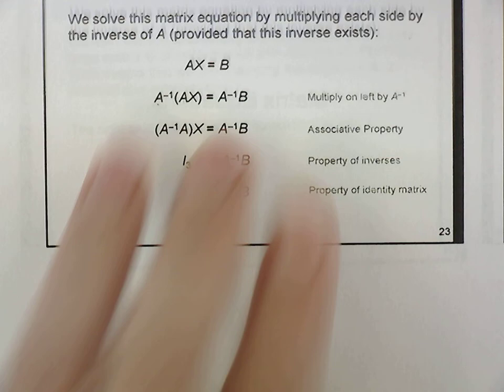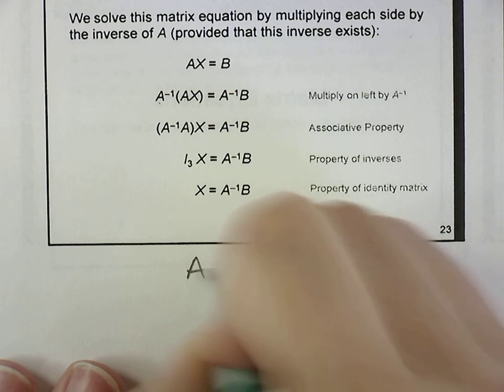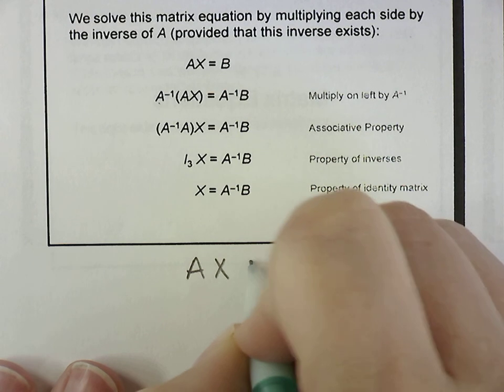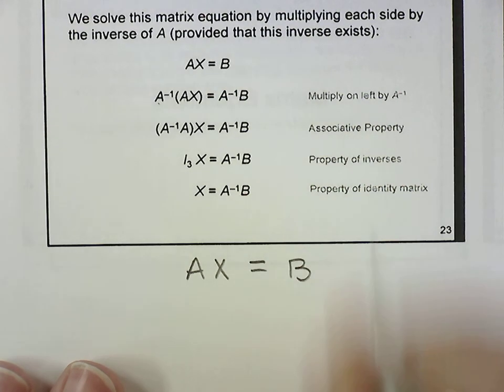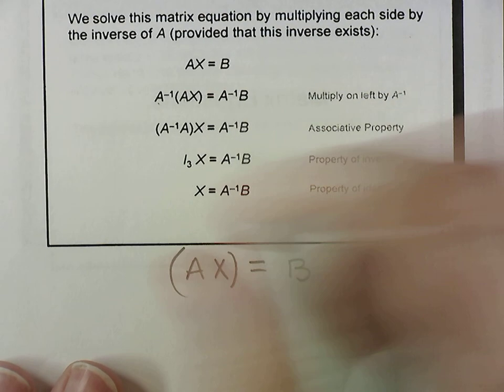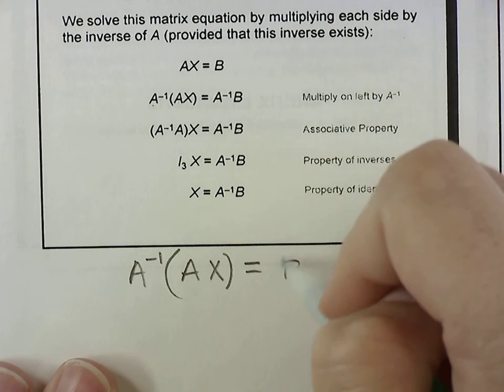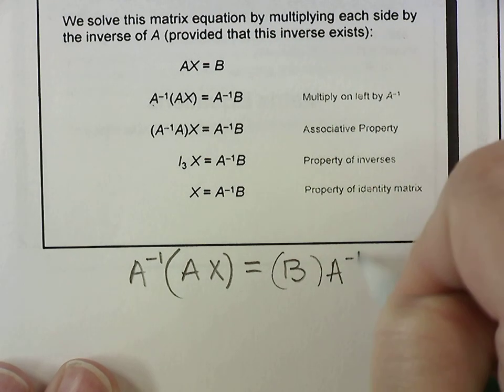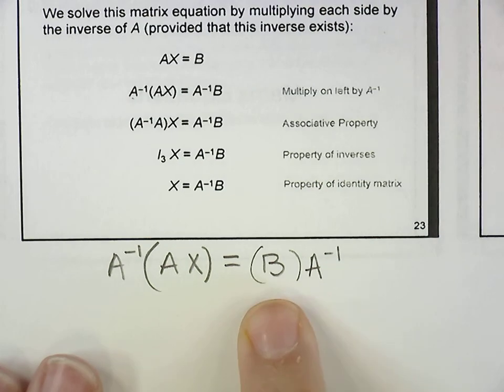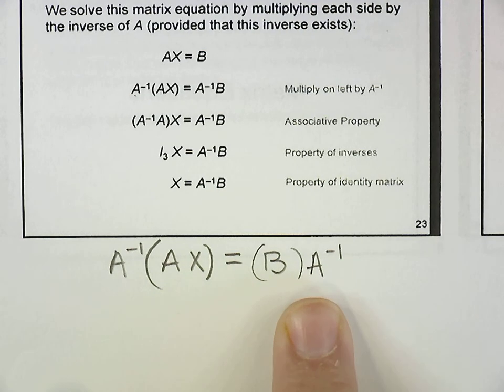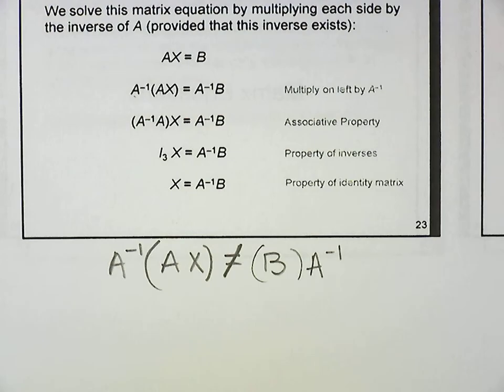The identity matrix, right? So if I start with AX equals B, if I want to multiply this side by the inverse, notice that this does not have B times A inverse. Why is this not going to be the same thing?